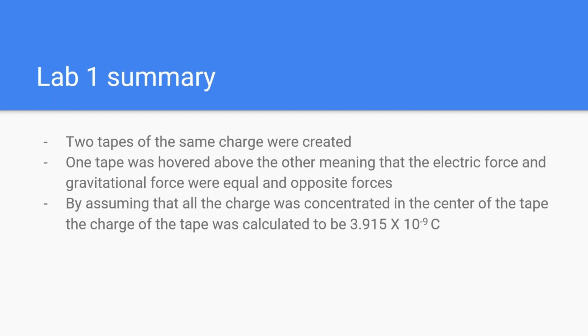Before we jump into Lab 2, we should go over a quick summary of Lab 1. First we created two tapes of the same charge, and we assumed that they have equal magnitude charge. One tape was hovered above the other, meaning the electric force and gravitational force were equal and opposite forces. If that's a little confusing, we'll explain more about the physics principles used in both labs in the next slide. By assuming all the charge was concentrated in the center of the tape in Lab 1, the charge of the tape was calculated to be about 3.9 times 10 to the negative 9th coulombs.